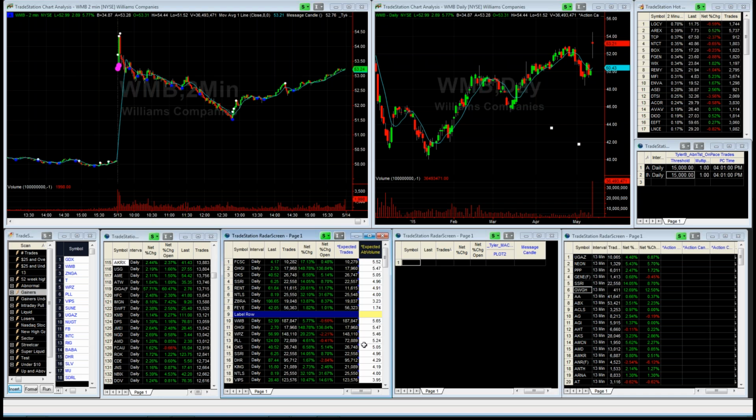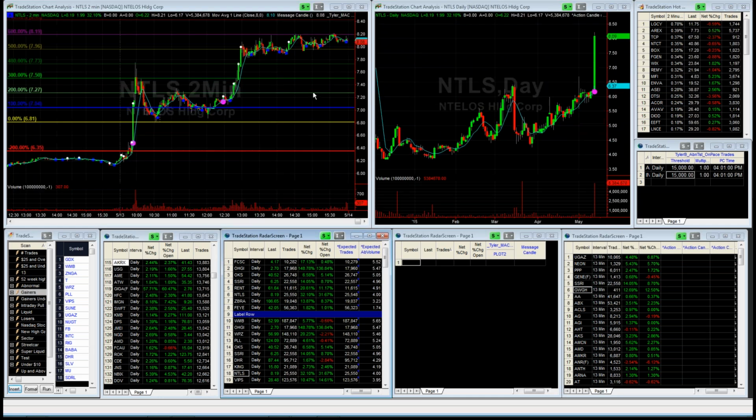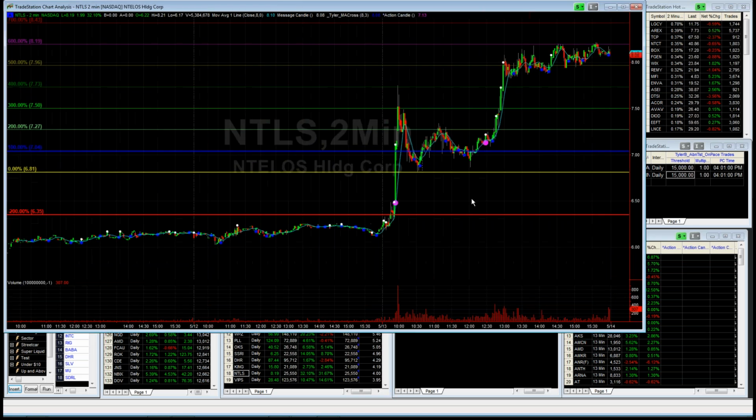But it allows me to put the stocks that are worth trading at the top of the list. So here you can see all the stocks that were trading with statistically significant abnormal volume today, and that's what puts stocks on my list. So here is my best trade of the day, NTLS, and we'll just blow this up a little bit here so you can see all the detail.